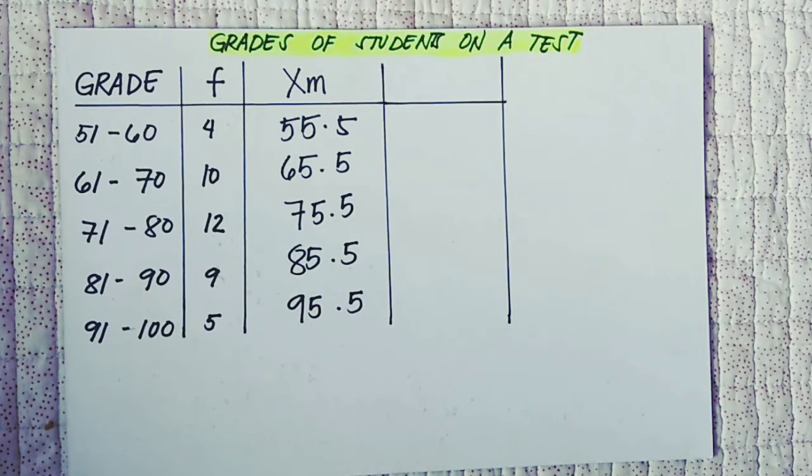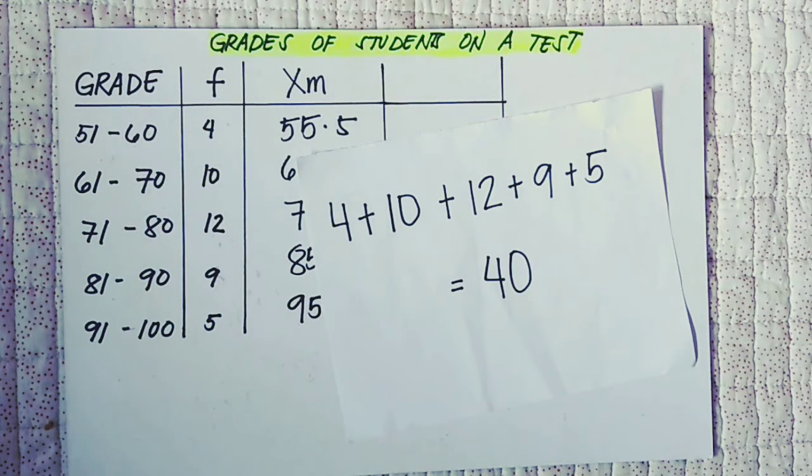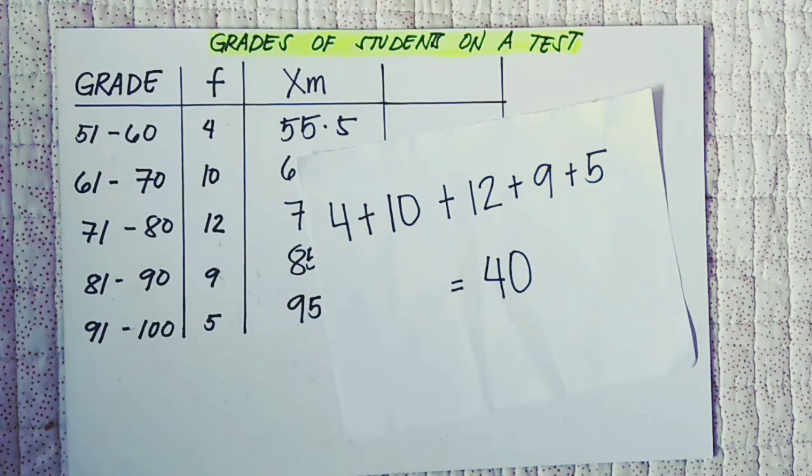Now, our next step is to take the sum of the frequency column. So this will give us 4 plus 10 plus 12 plus 9 plus 5. This tells us how many students are there in class, which is 40. Students in this class is 40. Now, the next thing we need to calculate is the sum of the frequency times the midpoint values.